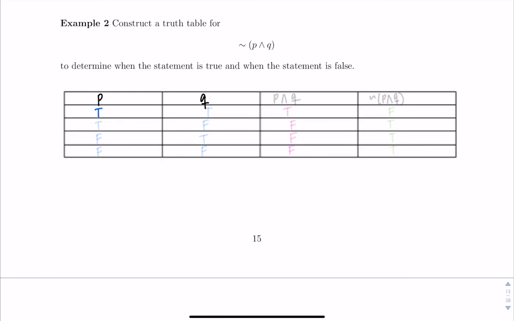So we've got true and true. We've got true and false. We've got false and then true. And we've got false and false. Those are our 4 options. What we want to do next is we want to look at that and statement first and then negate it. So we're going to look at P and Q first.